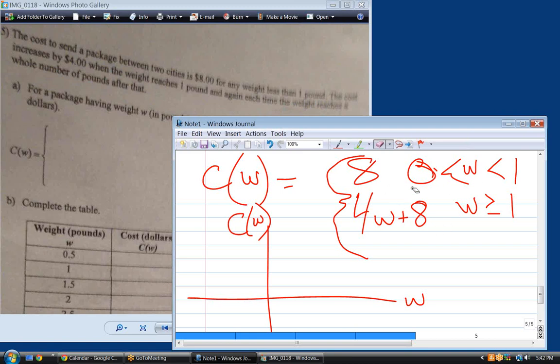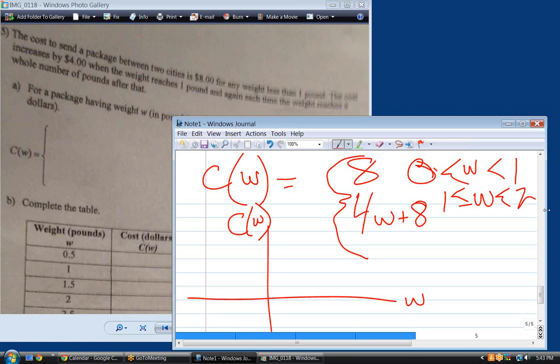This says that I've drawn says that when W is 1.5, my cost is going to be 1.5 times 4, which would be 6 plus 8, $14. But that's not what that says. That says you're not going to add another $4 until you reach 2 pounds. So you were actually right on the domain here. This domain is from 1 to 2 pounds. Like that.